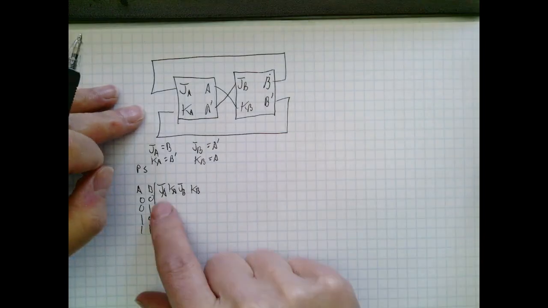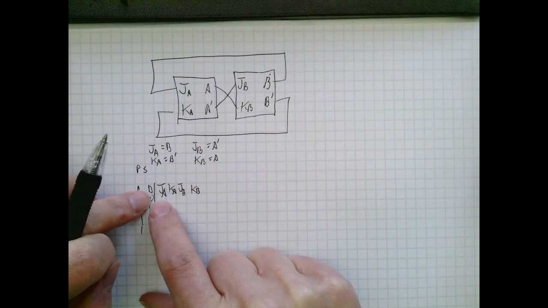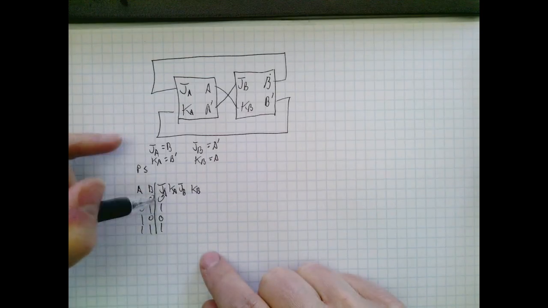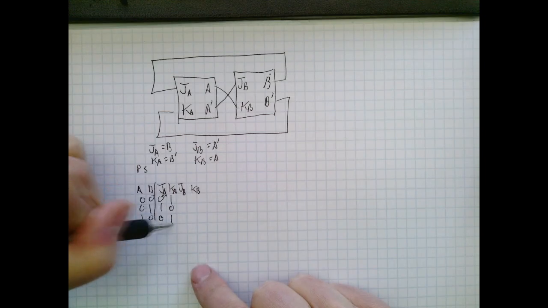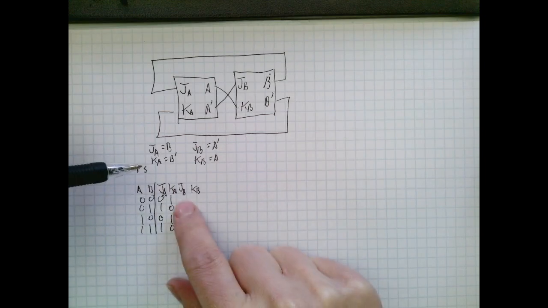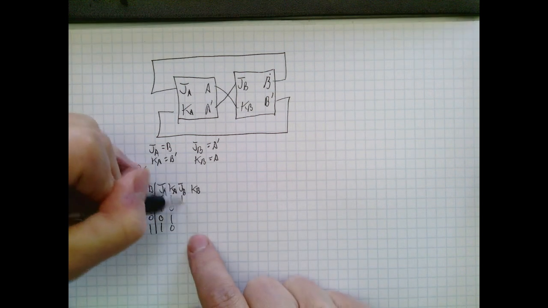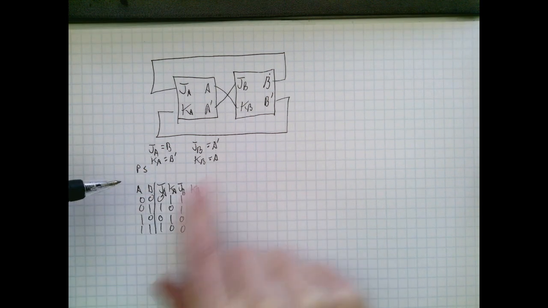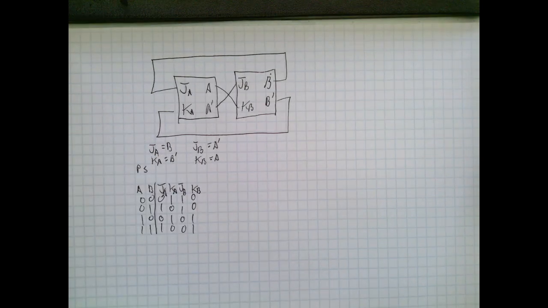If I know JA equals B, then I can take B and write it out on JA: 0, 1, 0, 1. And I know KA is B prime, so I just invert it: 1, 0, 1, 0. And JB is equal to A prime, so I take A prime: 1, 1, 0, 0. And then KB is equal to A, and that's 0, 0, 1, 1. Does everybody sort of follow along with me so far?